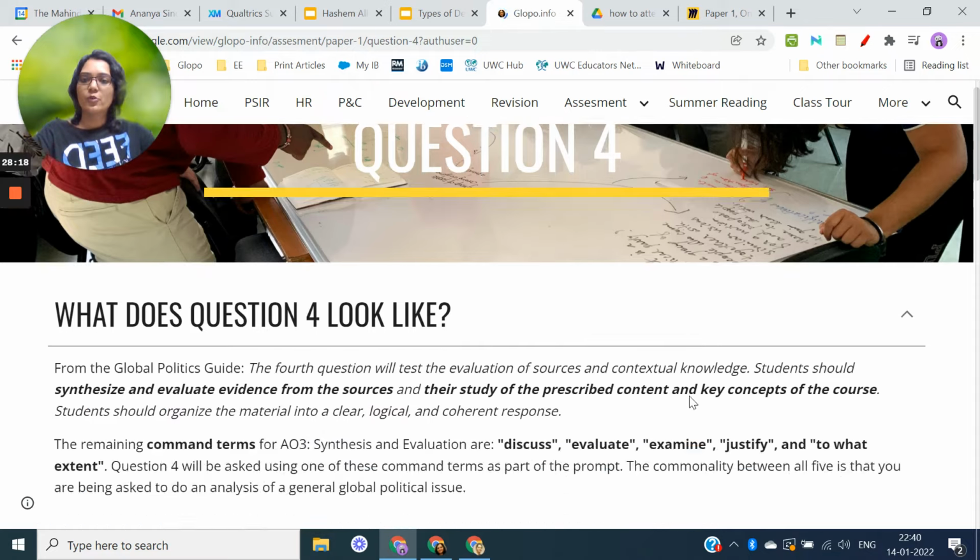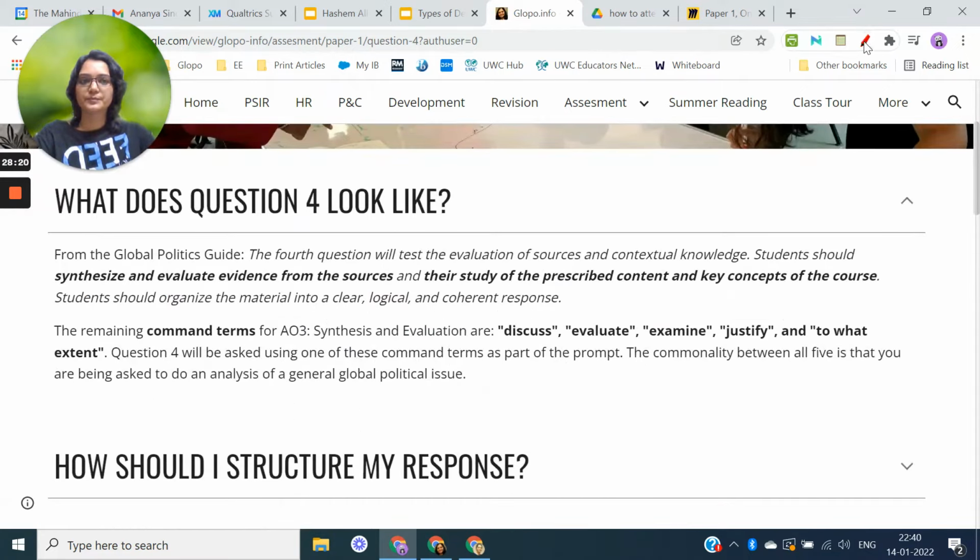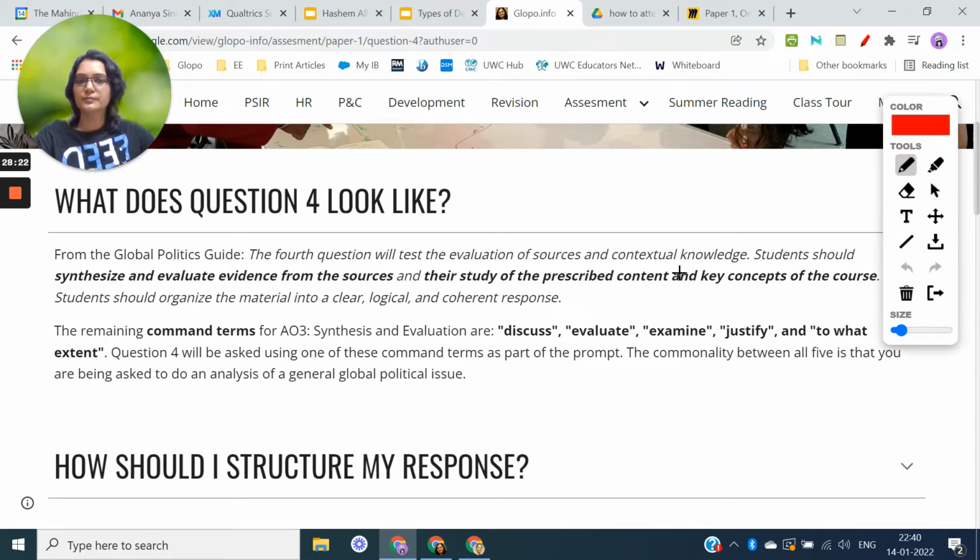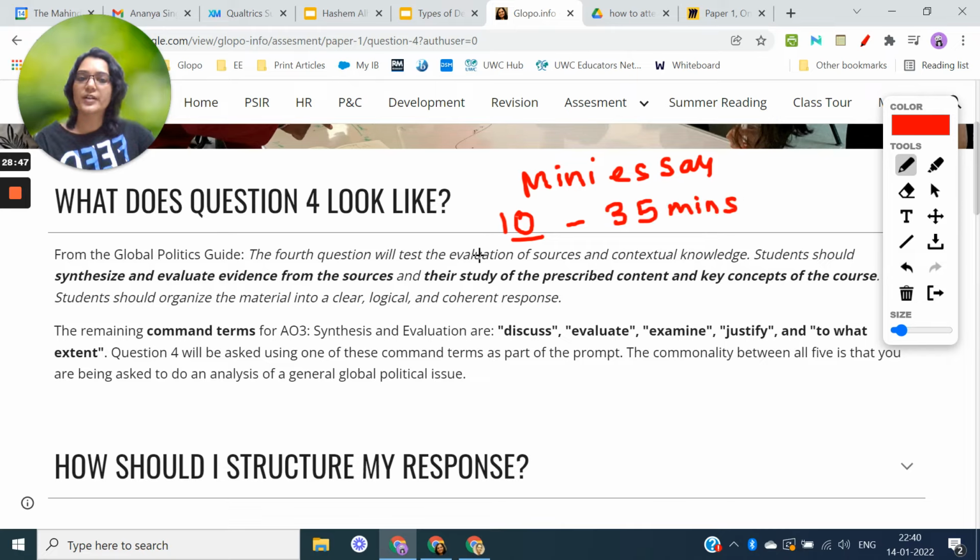What does question 4 look like? Question 4 is something which is known as a mini essay, right? Why mini essay? You can see that the marks are pretty high. This is of 10 marks, right? And the timing we are going to devote for this one is 35 minutes, right? 10 marks, 35 minutes. It is known as a mini essay.